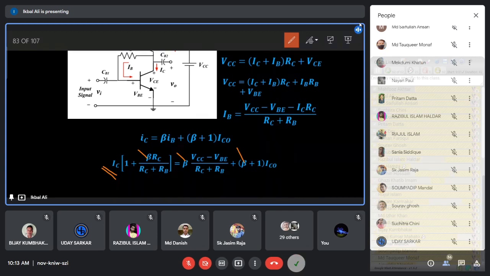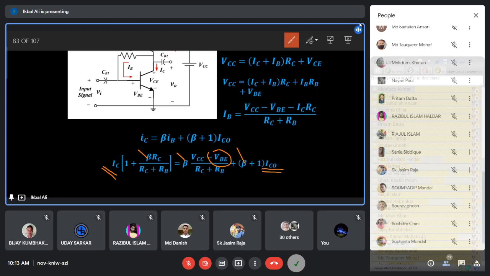And also this collector current, in this equation, is a function of VBE, because the VBE term, or the base emitter voltage term, is also here. And this collector current is also a function of the collector saturation current. So all three parameters, beta, VBE, and ICO, are the ones that change most with temperature in a transistor, and they are all present in the collector current equation, IC.